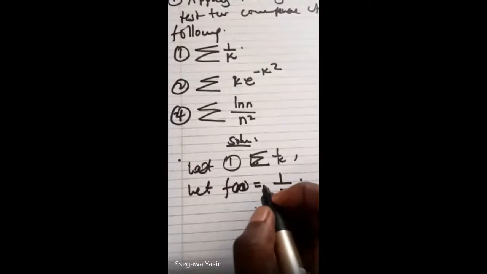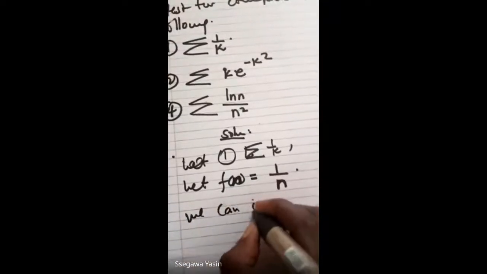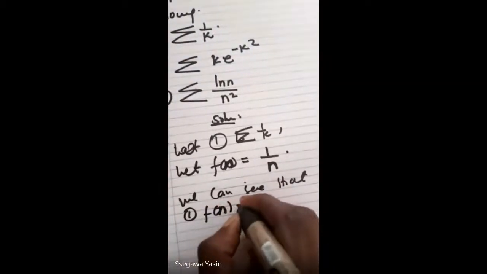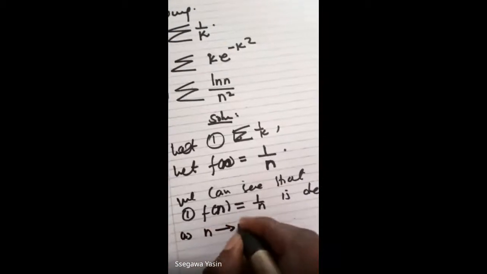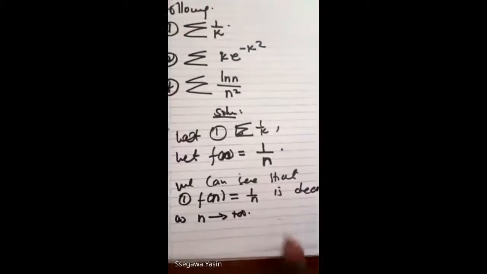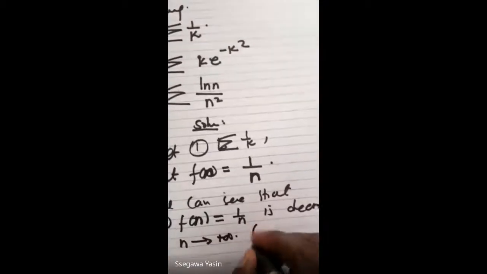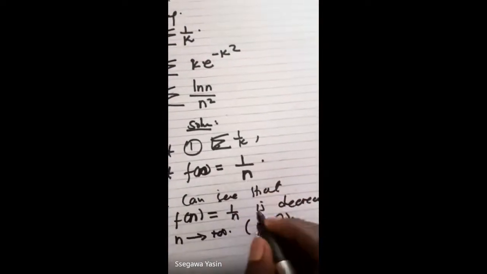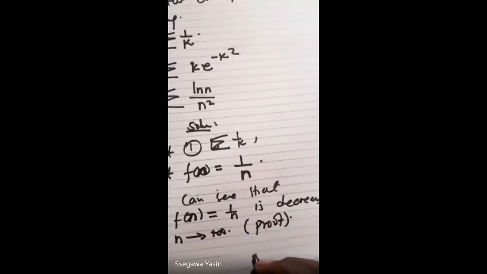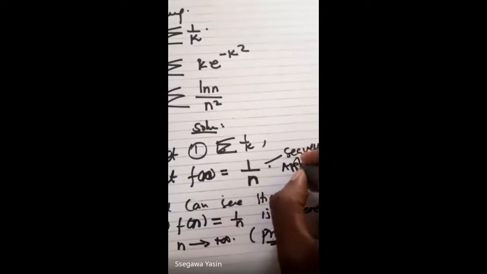So if this is the case, we can see that f of n, which is the same as 1 over n, is decreasing as n goes to positive infinity. How can you show that this one is decreasing? I think you know how to prove this. Because when I put 1, it will be 1. When I put 10, it will be 1 over 10. So it is decreasing automatically. You know how to prove that this is a sequence now. So you apply the knowledge of a sequence.